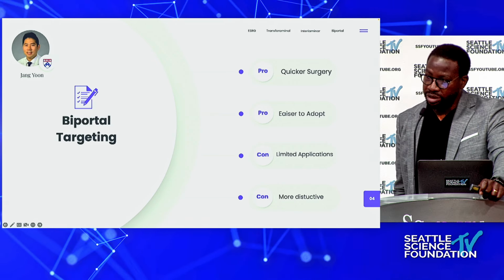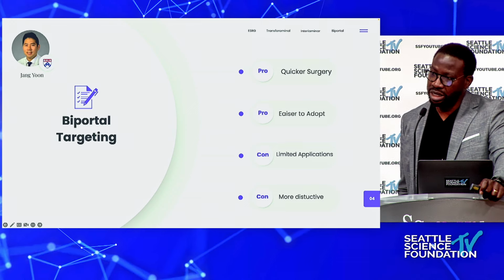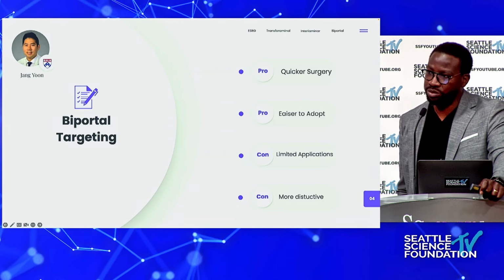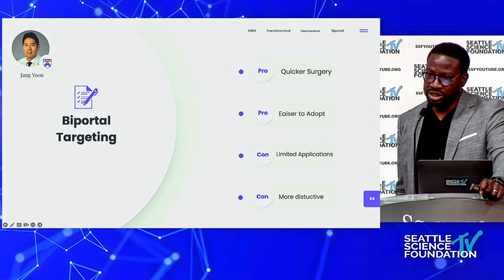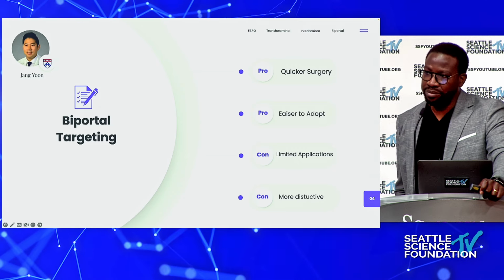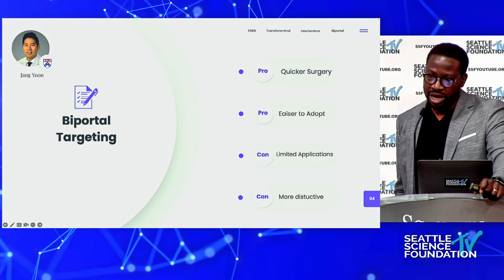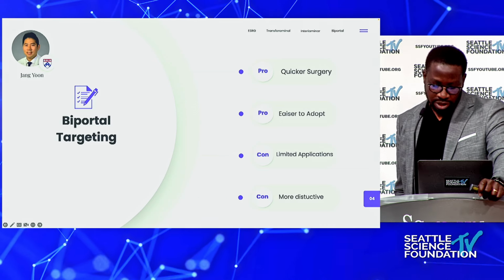And then one of the other cons that I identify is that it's more destructive. So you're making two incisions, and one of your instruments is working in the tissue planes, kind of unsheathed, and then the other instrument is a camera that you're having to develop a pocket so you can have your camera sit and actually give you a pocket to work within a working space.